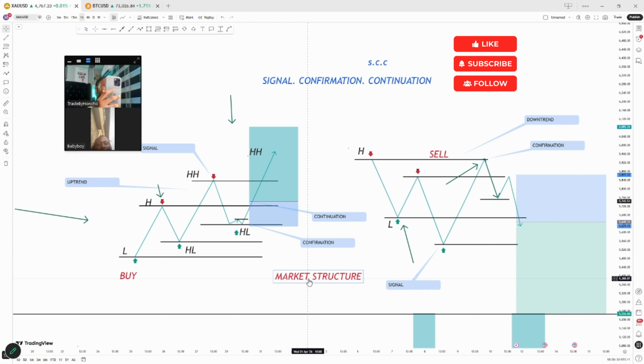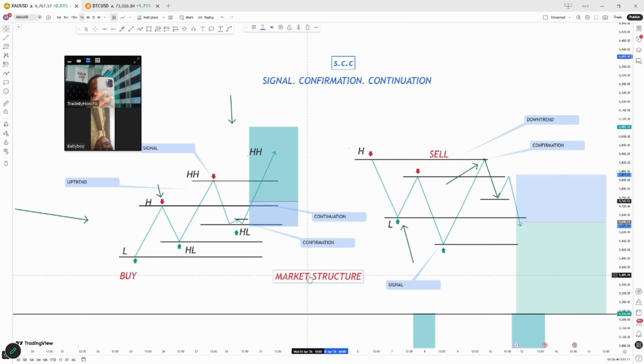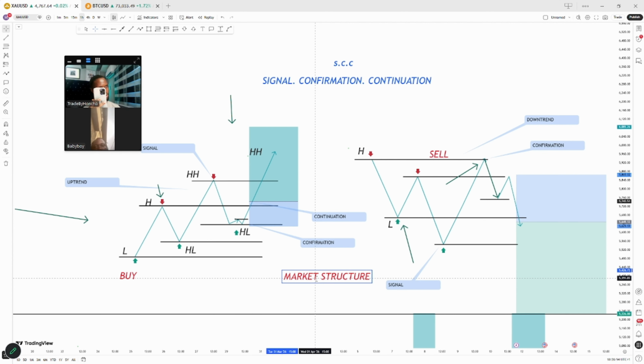So once you understand market structure, you will apply this signal, confirmation, continuation to the market structure. It's going to make everything very easy and simple for you. So that's it. Forex is very easy. It's very clean. You just have to understand what you are doing. So that's what it is.